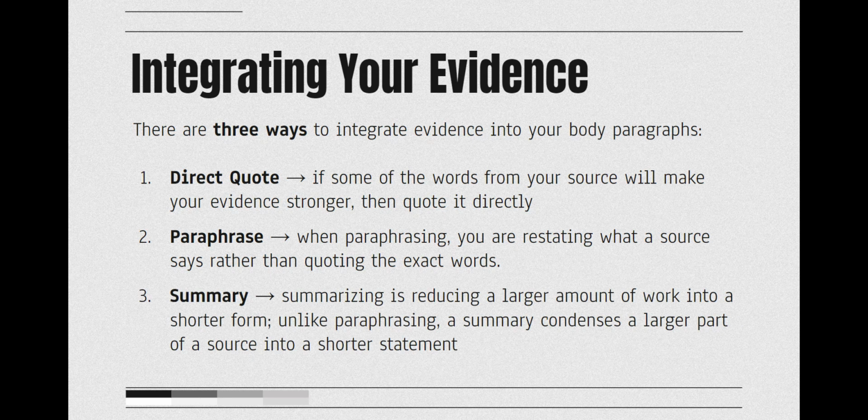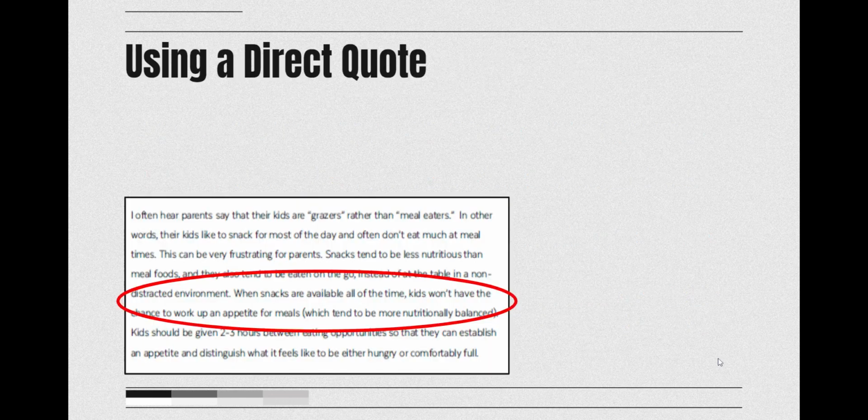Summarizing is when we're reducing a very large amount of work into a shorter form. And unlike paraphrasing, a summary condenses a larger part of a source into a shorter statement. So paraphrasing might still be a little bit longer of evidence that we pull, but a summary will be perhaps even like a sentence that condenses maybe an article or a bunch of statistical data into one statement. And this one's kind of tricky because it's also where you really have to use your writing skills and your analytical brain. So let's look at some examples.